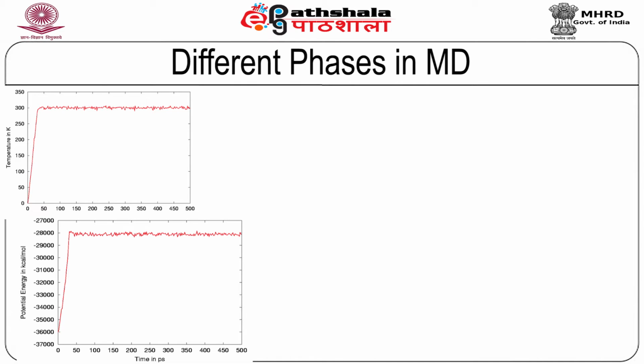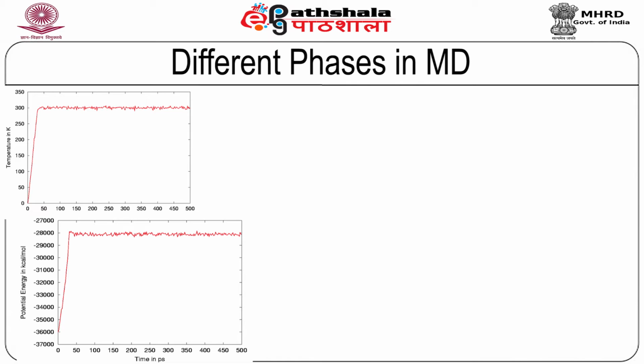That means kinetic energy plus potential energy together will be constant. So kinetic energy increased because of velocity increase or temperature increase. So potential energy decreased to give rise the total energy.